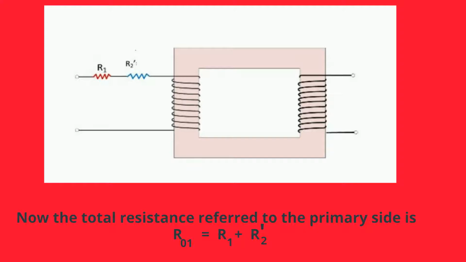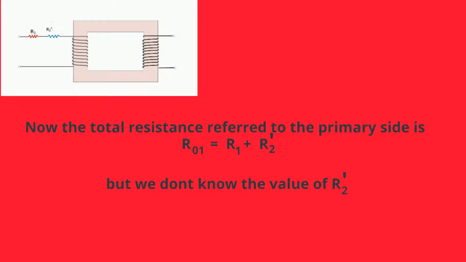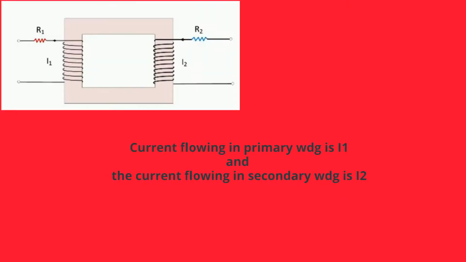Now the total resistance referred to the primary side is R01 equal to R1 plus R2 dash, where R01 is the equivalent resistance of the transformer referred to the primary side, R1 is the primary winding resistance, and R2 dash is the resistance shifted from the secondary winding to the primary side. We need to find the value of R2 dash in order to find the equivalent resistance of the transformer.